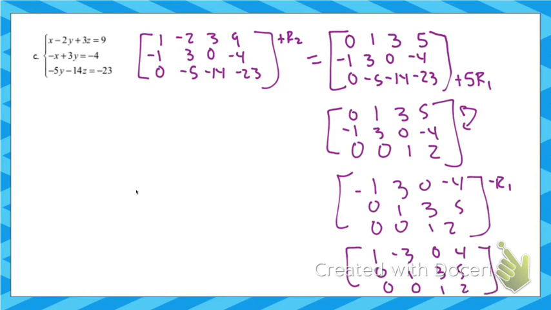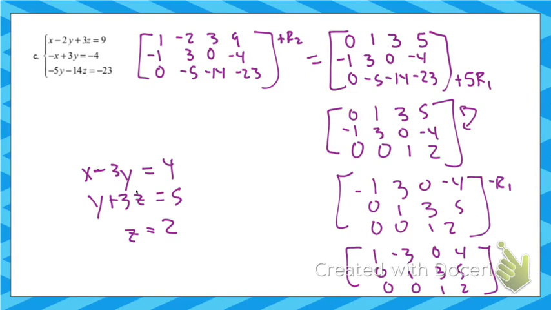And now this is in row echelon form. So row echelon form, again, what we like about this creates one of those really easy system problems. So setting up the equations that go with that, x minus 3y is equal to 4. Y plus 3z is equal to 5. And 1z is equal to 2.